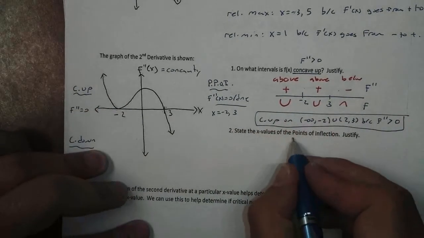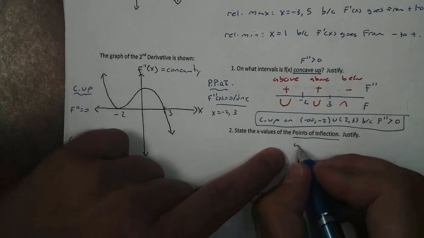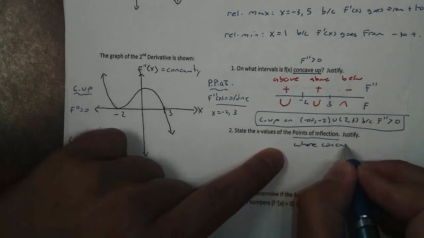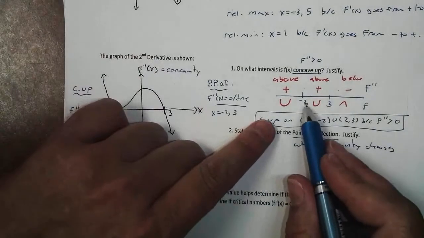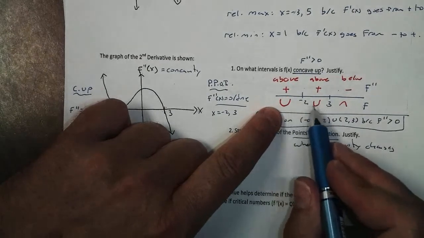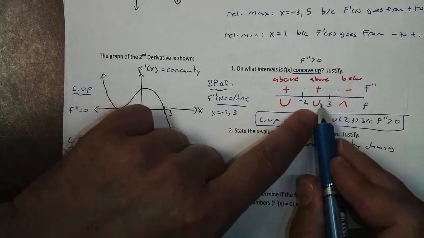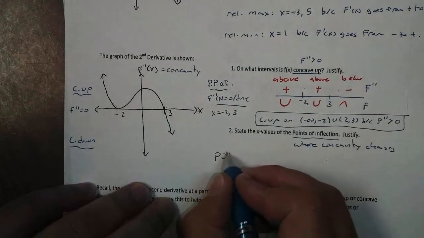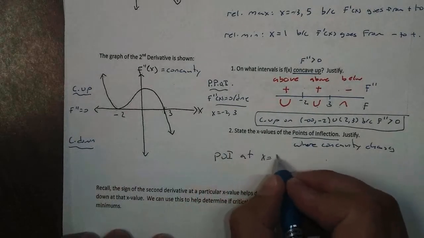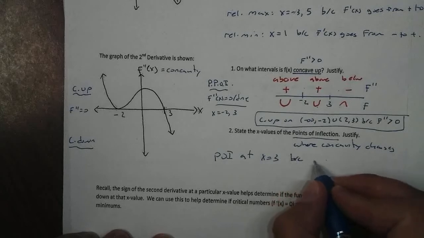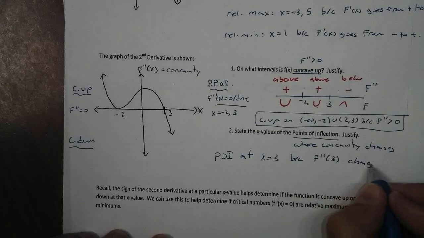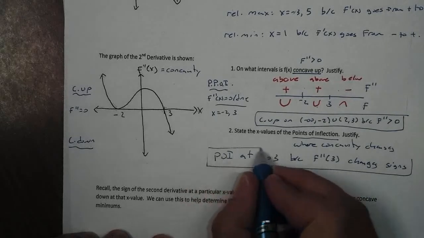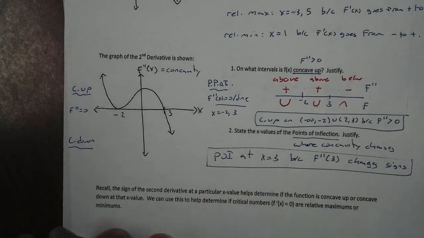State the points of inflection. Now you might recall a point of inflection is where concavity changes. So at 2, the concavity doesn't change. It's still positive and positive. But at 3, we go from positive to negative. So we have a POI at x equals 3, and the simple reason is because the second derivative at 3 changes signs. And we saw that yesterday when we talked about concavity.